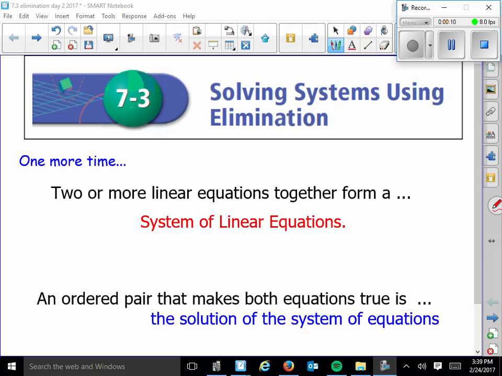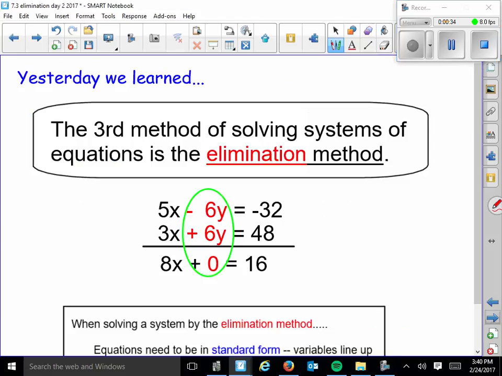To solve a system, you have to start with the system, which is two or more linear equations that involve the same variables. And we know that our solution will be an ordered pair that makes both equations true. It's also possible that we will have a system that has no solutions, or an infinite number of solutions.